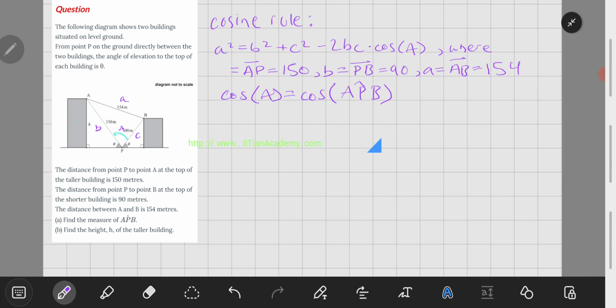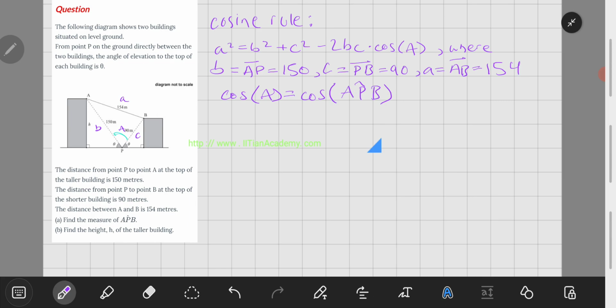b would be the line from A to P. c would be the line from P to B, which would be 90 meters. And again, a is the line from point A to B, which is 154 meters.